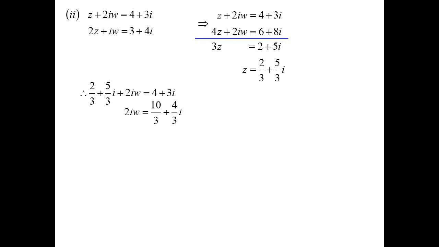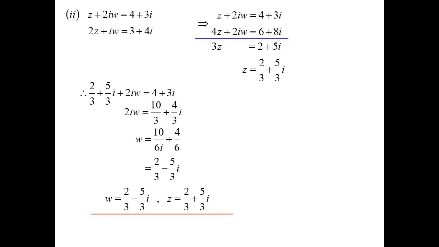So move that to the other side. Divide by 2i. You never leave the imaginary part in the denominator. That's where it is different to surds. Like, we're okay with surds to leave the root on the bottom. For instance, what's the tan of 30 degrees? 1 on root 3. We're happy to leave it like that. When we're dealing with imaginary numbers, we don't leave it in the denominator. So I've made mine 2/3 minus 5/3 i.